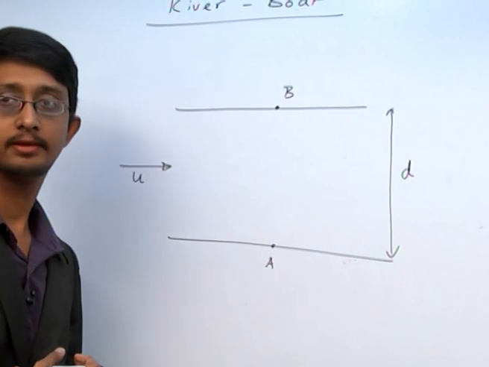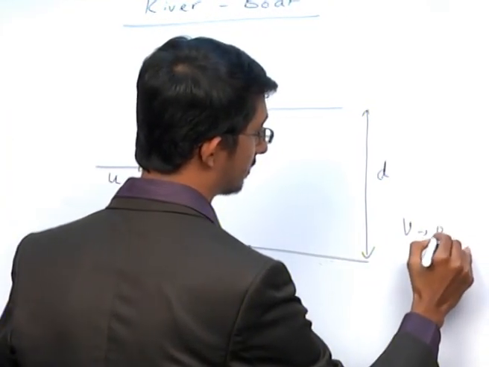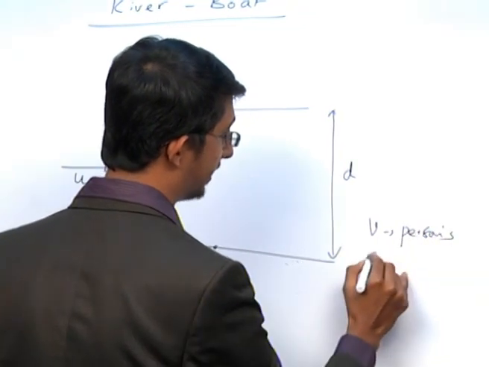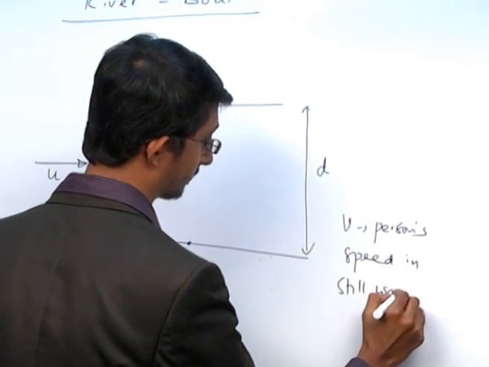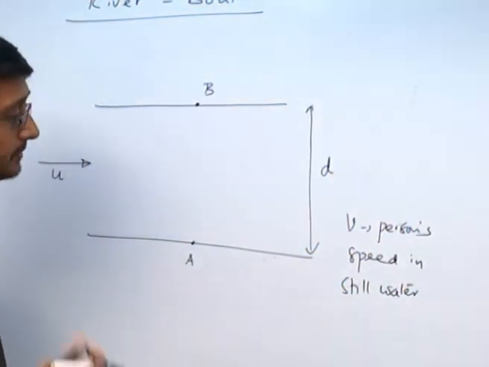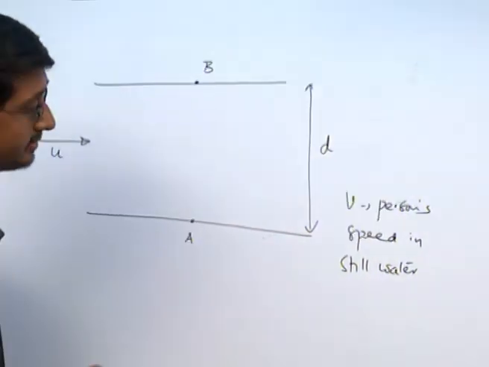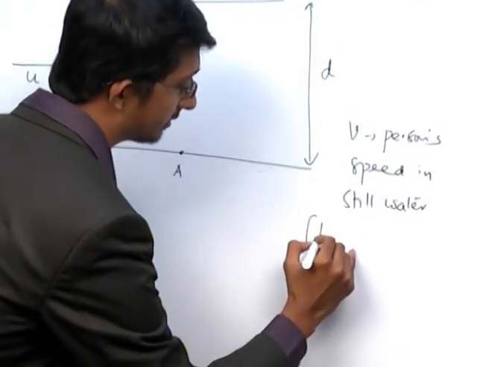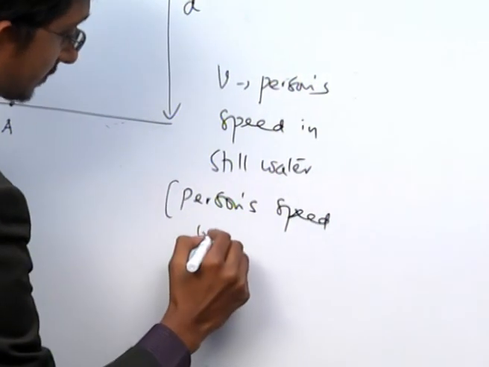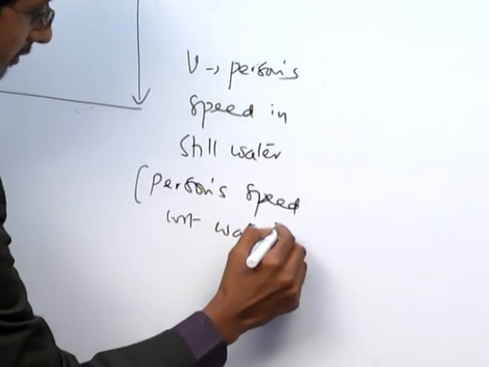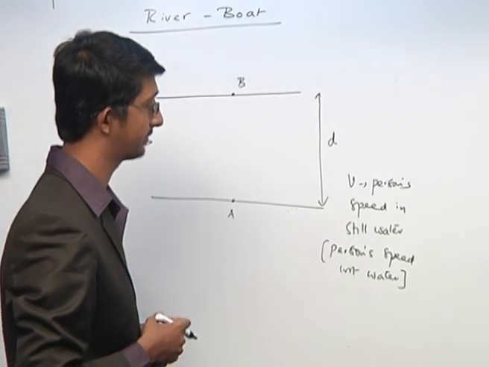There is a person who can swim in still water with a speed of v. v is the person's speed in still water. Sometimes books also say this as the person's speed with respect to water. The same thing can also be said in a different way: the person's speed with respect to water. How do we justify this statement with the one that I am saying here?